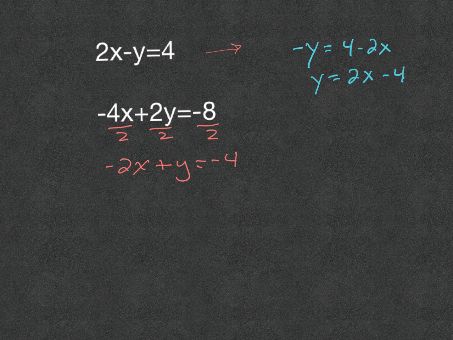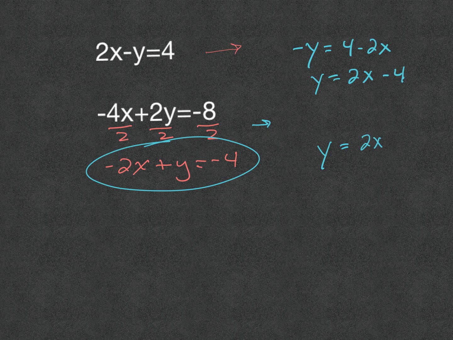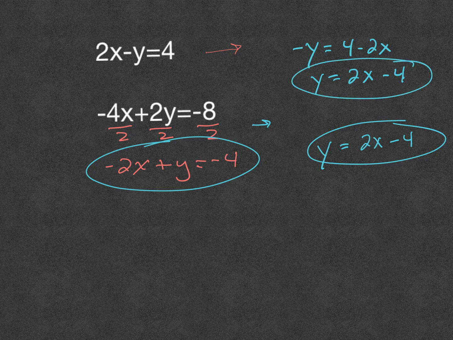I'm hesitating here because if we change this to y by itself, we're going to get y is equal to 2x, add the 2x, minus 4. The same line. If it's the same line, they have infinite solutions. Infinite solutions. The b is not different, and neither is the slope.